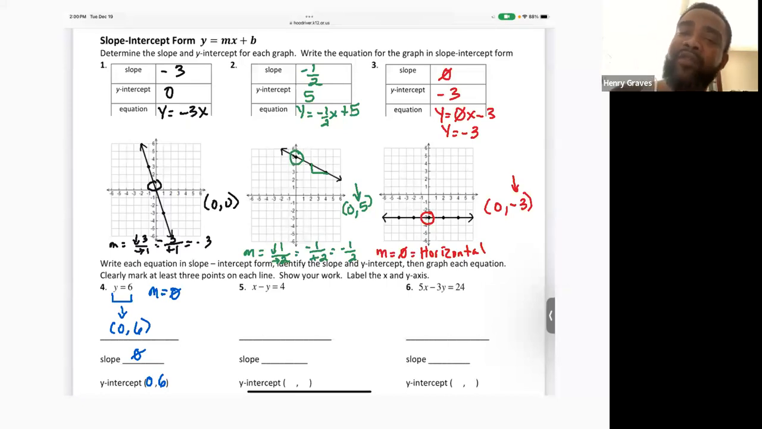On number 5, you have to be a lot more careful, because you have to rewrite this equation. Right now it is in standard form. To rewrite it, I'm going to draw a line right here. To move the x over, I do the opposite of positive x, which is minus x on both sides. So negative y now equals 4 minus x.